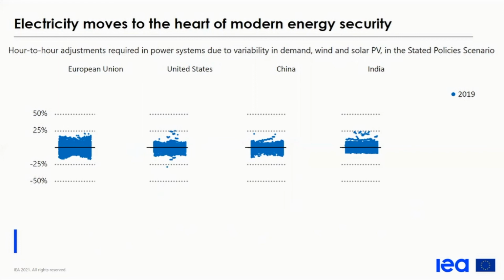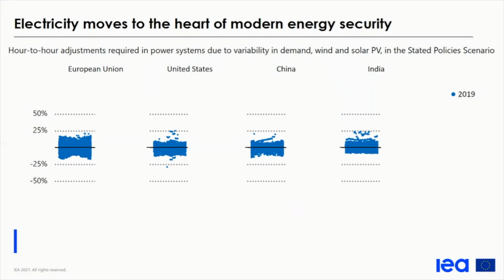So we have seen that we have flexibility needs at the second time frame and at the seasonal time frame. One way of measuring flexibility needs can also be at the hourly level, and specifically the hour-to-hour ramping needs to fully integrate wind and solar PV and respond to changes in demand. Here you can see those needs in 2019 in four major regions. Each dot here represents an hour of the year.